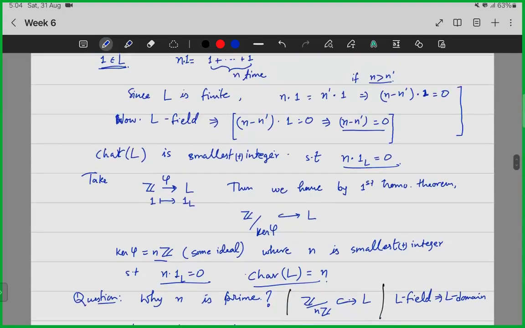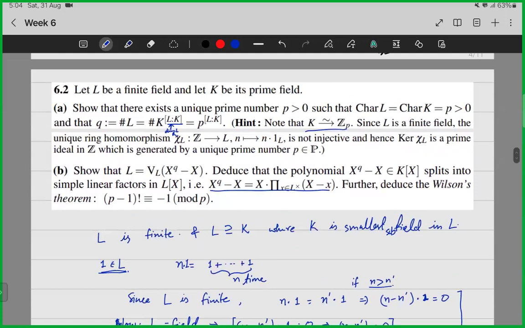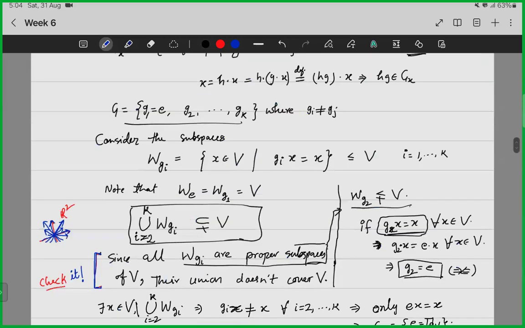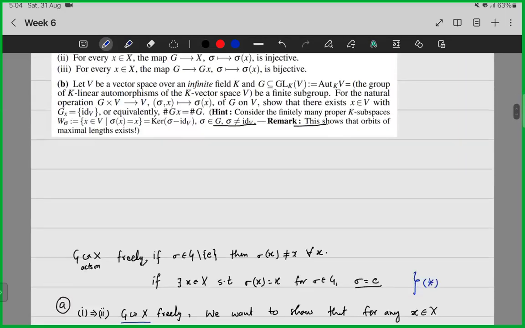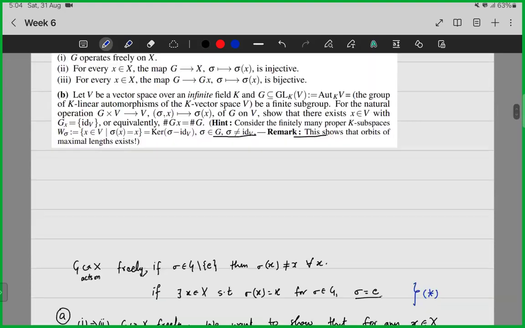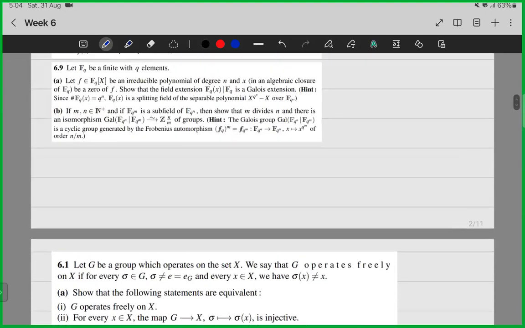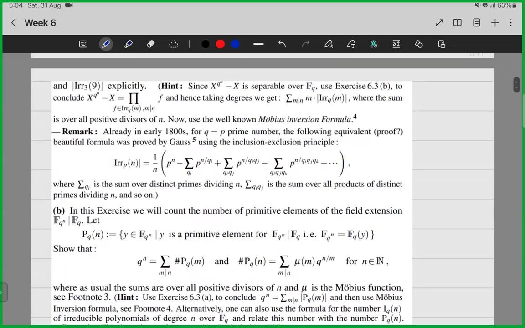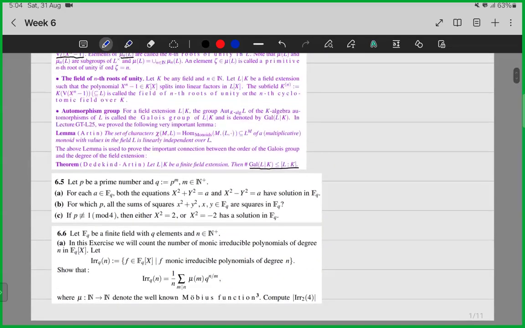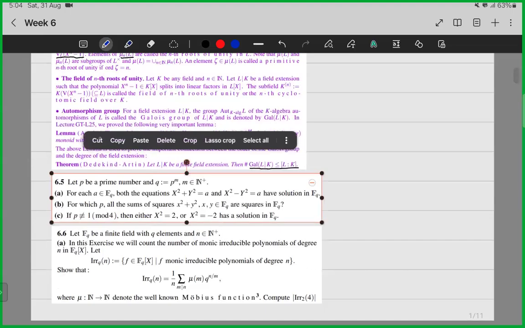Okay, so we have done the second question also. Let's see next. What is the next question? Six point five.